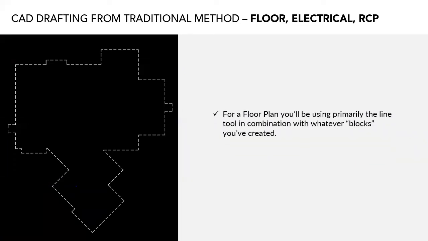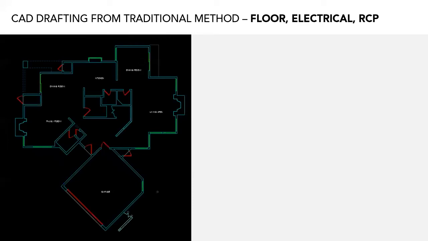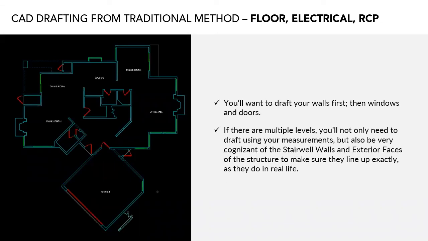And so now for a floor plan where you would typically start, you'll be using primarily the line tool in combination with whatever blocks that you've created. And then start with the perimeter line, and that usually comes first, as it does in the field when you were measuring. So starting with interior plan types, you'll want to draft your walls first, then move on to your windows and doors. If there are multiple levels, this is a very important point.